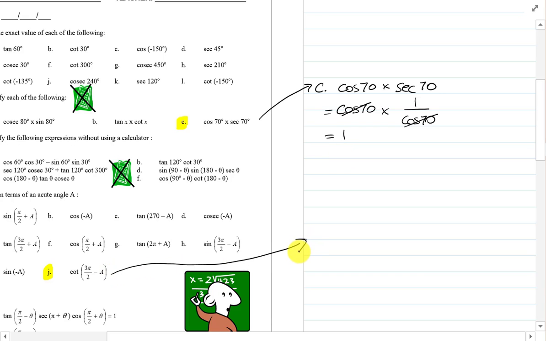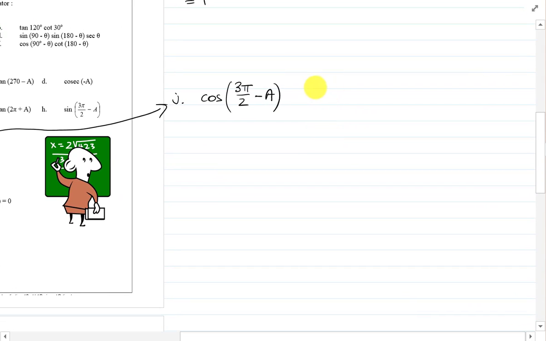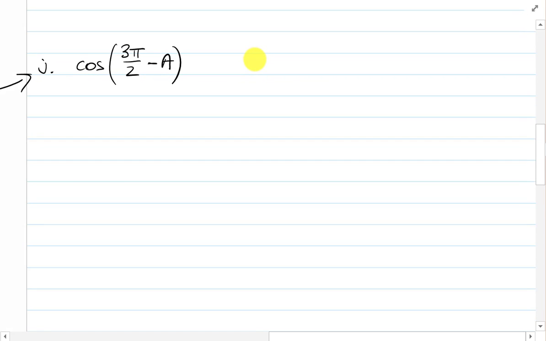So this is question 4J: simplify cot of 3 pi over 2 minus A. This is a tricky question involving both reciprocal ratios and the reading off a vertical axis. So we're going to have to deal with a couple of things here, and I'm going to have to draw a diagram and really build it out. So I'm going to zoom in on this a little bit over here and look at it.